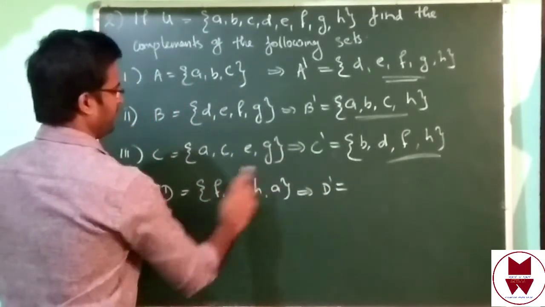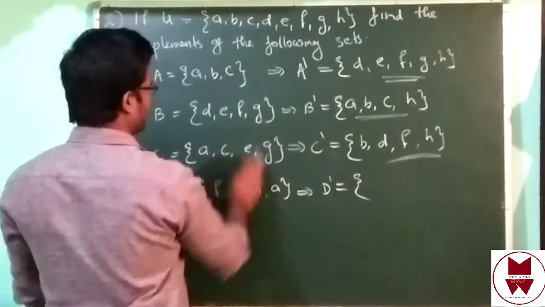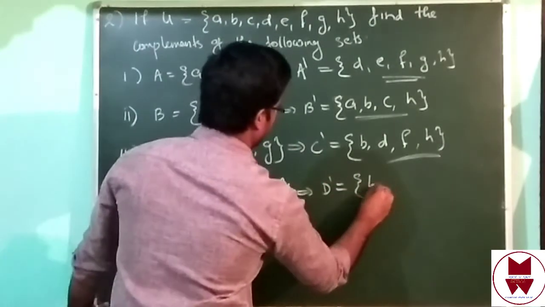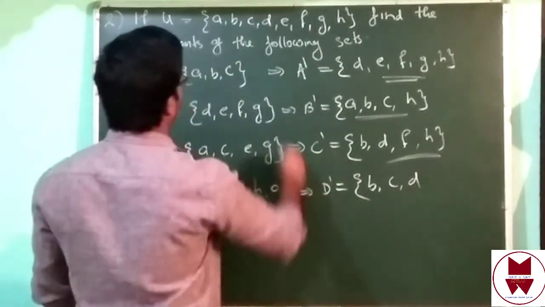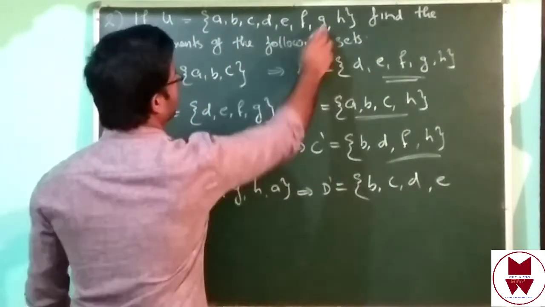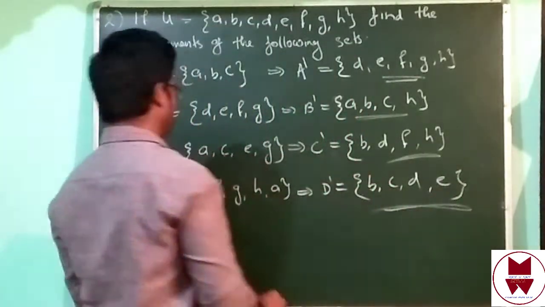Then D complement. F, G, H, A deleted. Then remaining A, no need to write, already there. Then B, C. Then D, E also we can write. Then F, G, H. Everything is there. This is our D complement.